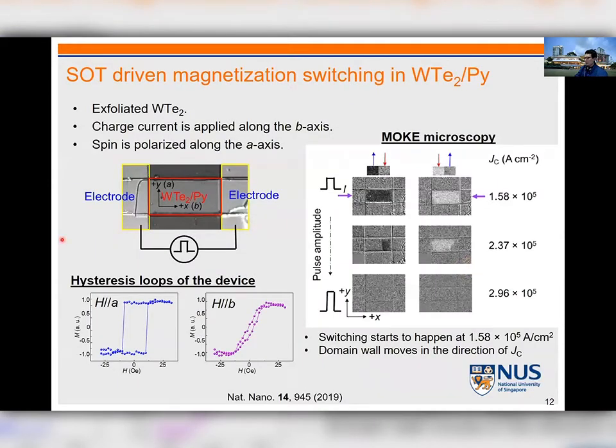So we basically fabricated a similar device structure based on tungsten ditelluride, which is one of the prototypical Weyl semimetals. Then we deposit permalloy on top. Then we pattern the device and apply current from one of the electrodes. Then the initial black domain can be switched to white, and the white domain can be switched back to the initial black, at a current density of 3 times 10 to the 5 ampere per square centimeter, which is a few times smaller than the case of topological insulator.